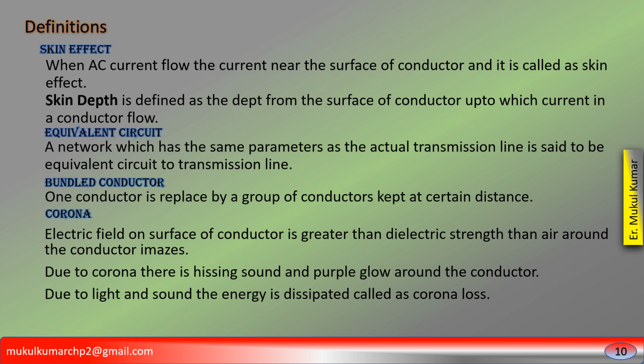Corona: when the electric field on the surface of the conductor is greater than the dielectric strength of the air around the conductor, corona occurs. Due to corona, there is a hissing sound and a purple glow around the conductor. Due to the light and sound, the energy is dissipated, which is called corona.